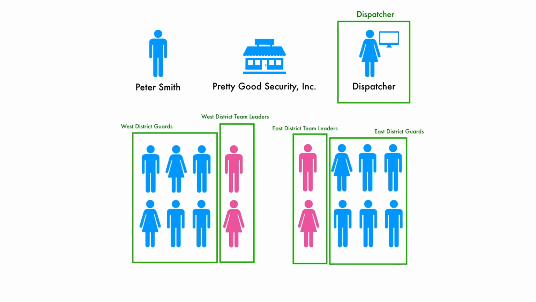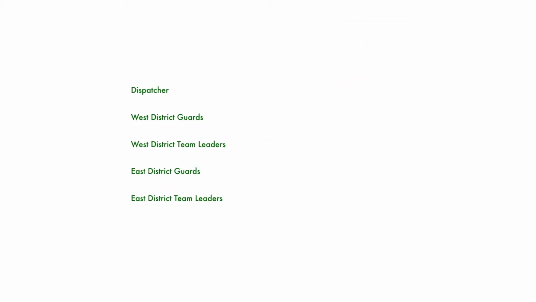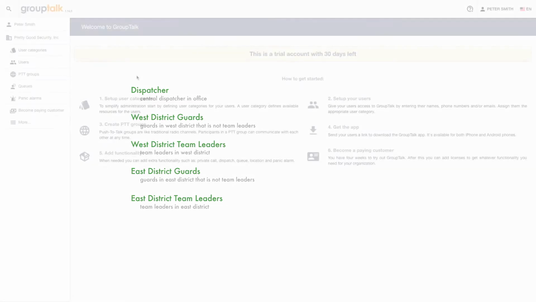At this stage you should think about giving your user categories a good name and description. The description should describe what kind of users should belong to the category. We are now ready to set this up in GroupTalk Admin.